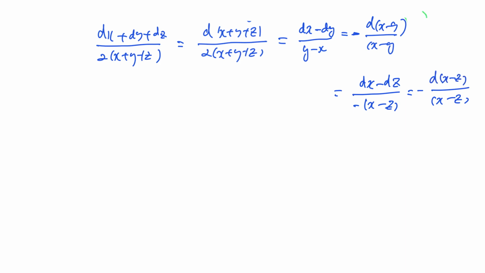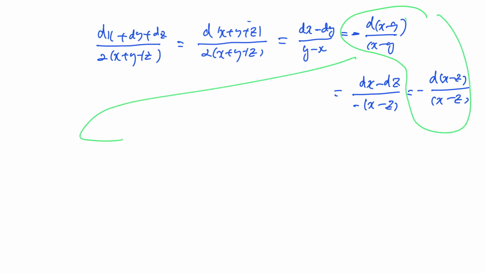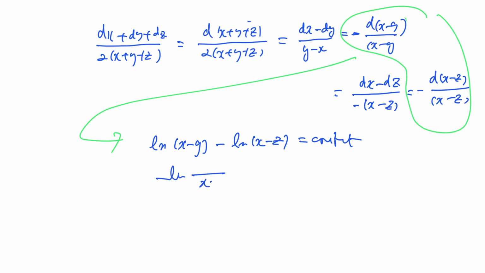So from this we can have ln of x minus y minus ln of x minus z is constant, or ln of x minus z over x minus y is constant. From this we can say v is equal to x minus z over x minus y, which is C2.